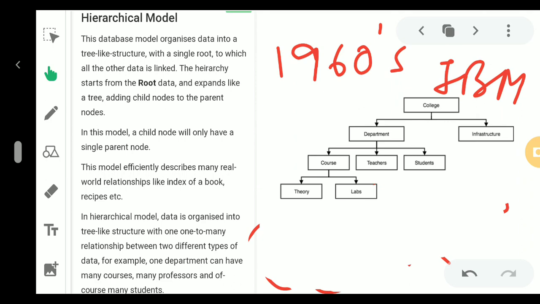Now we have to know the advantages of the hierarchical model. This model allows easy addition and deletion of information.